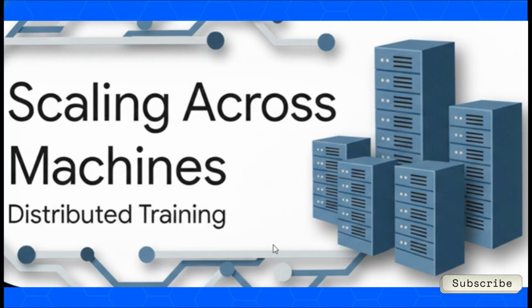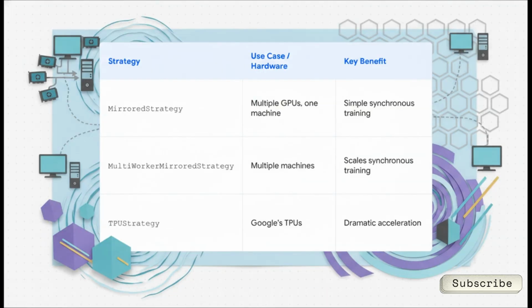So, you've optimized everything on one GPU, but it's still not enough. Your model's just too big. What now? Well, now we go distributed. We're going to scale across multiple machines. And TensorFlow's Distribute API is honestly magical. It lets you take your training from one GPU to a whole cluster, often with just a few changes to your code. So you've got a few main strategies to choose from.